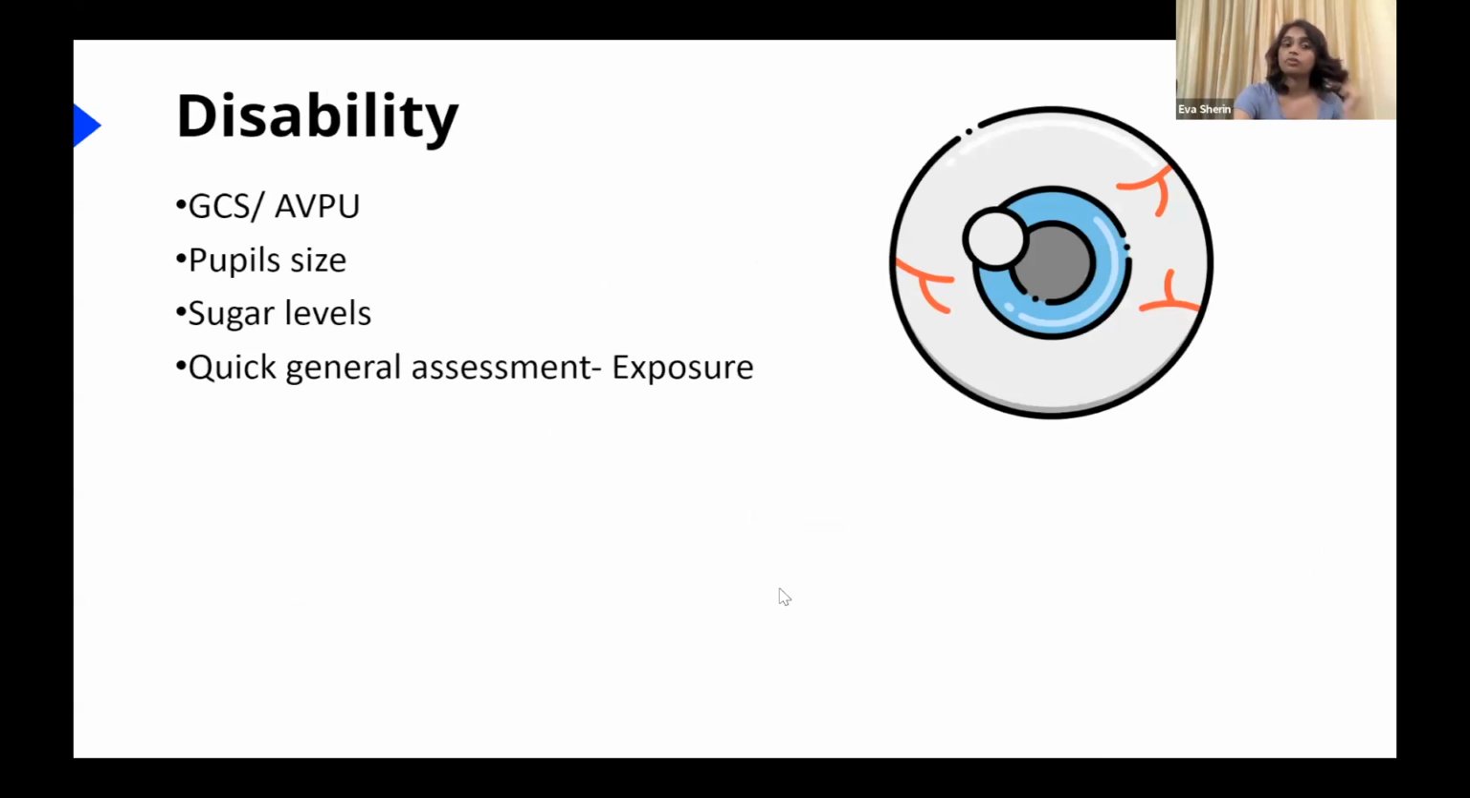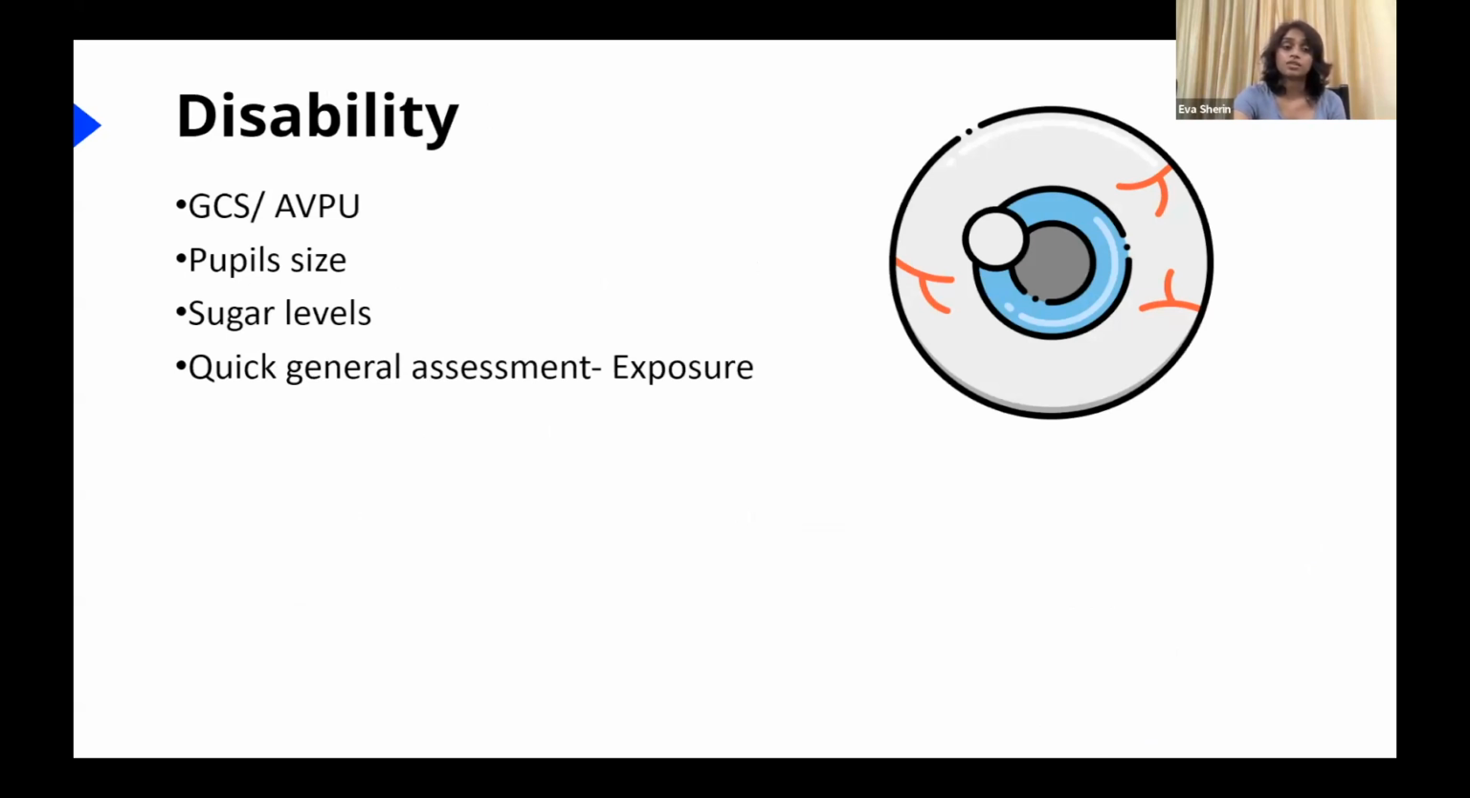Disability, which I said, is your GCS and AVPU. If you're in a neurology or neurosurgical ward, stick with GCS, don't do AVPU. But in general, in medical wards, at least do GCS. It is much better and much more useful than AVPU. But if you're not well versed with your GCS and you can't do it on the spot, feel free to do AVPU. That will help you with your presentations.